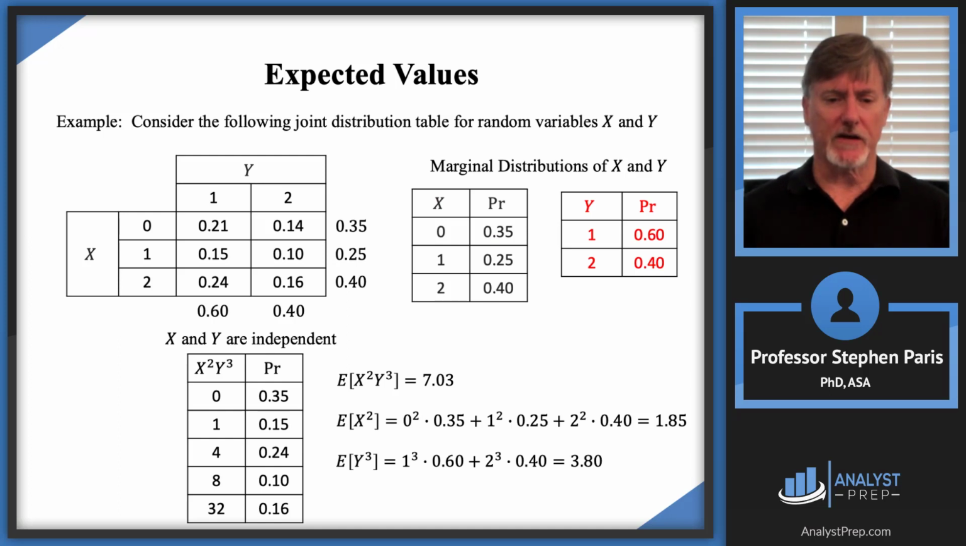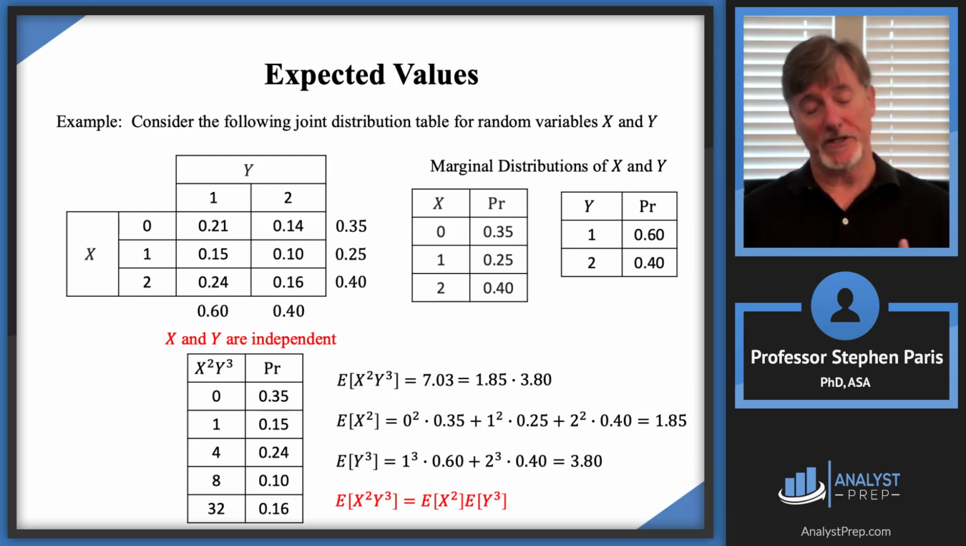And notice that the 7.03 is 1.85 times 3.8. In other words, what I showed here is that the expected value of cap X squared times cap Y cubed is the product of the expected value of cap X squared times the expected value of cap Y cubed. And that's always going to happen when you have these independent random variables. Well, let me explain what's always going to happen.